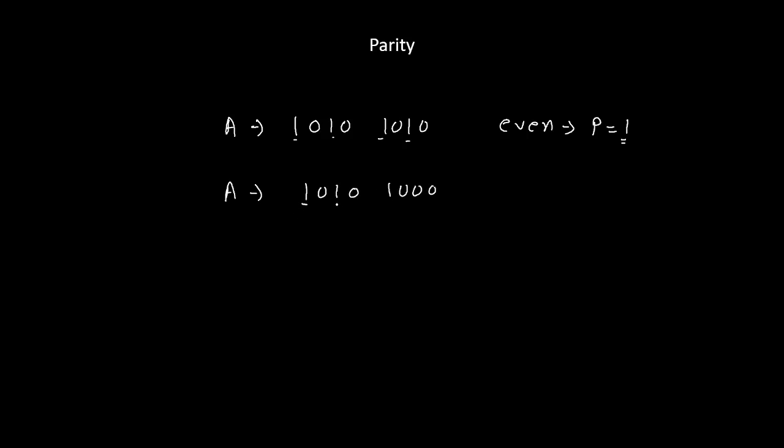And let's say in another example, the accumulator is having 1010 1000. The total number of 1s is 3, and 3 is an odd number. So for any odd number, our parity flag will become 0. So it will simply check how many 1s are there. If the number of 1s is even, then the parity flag will become 1. And if the number of 1s is odd, then the parity flag will become 0.